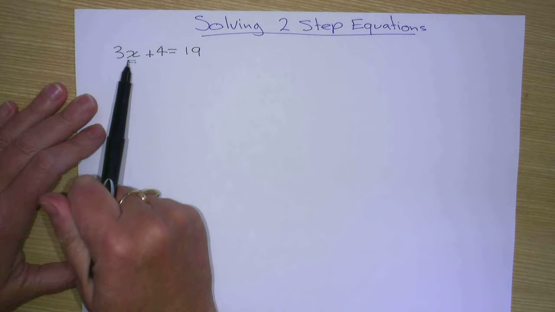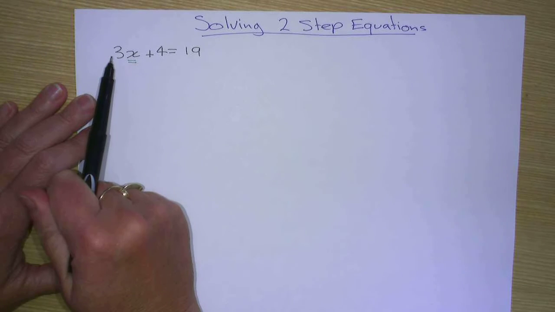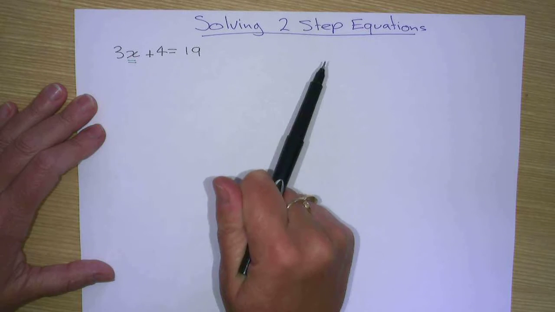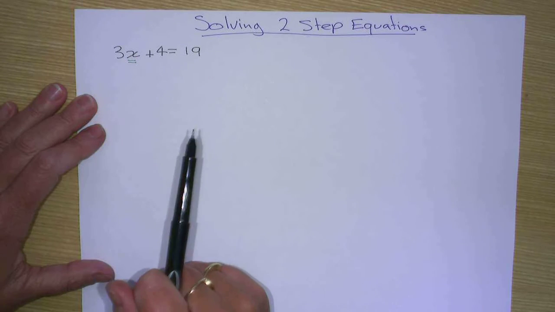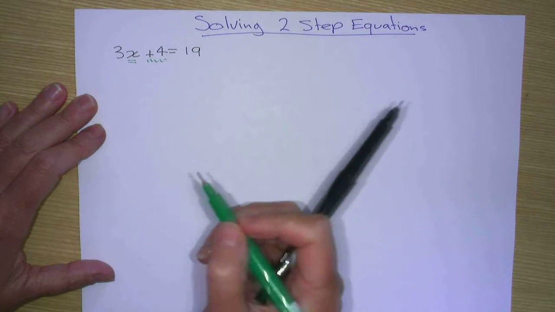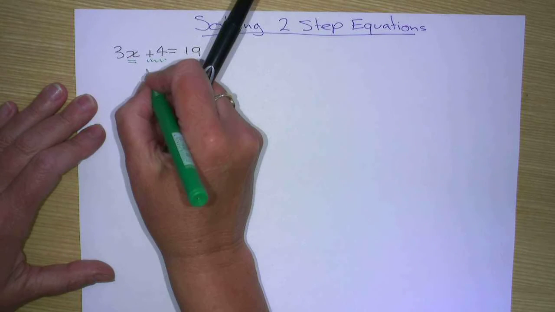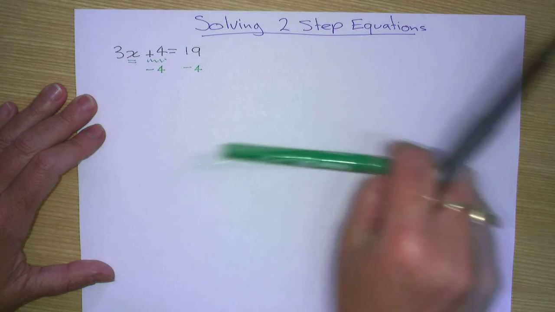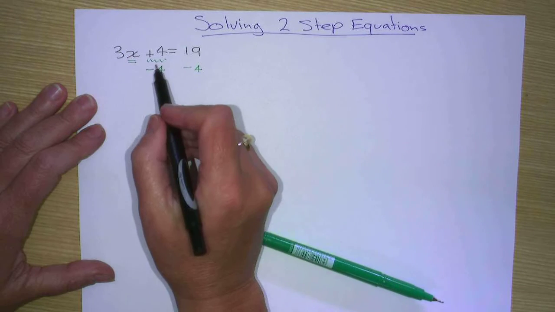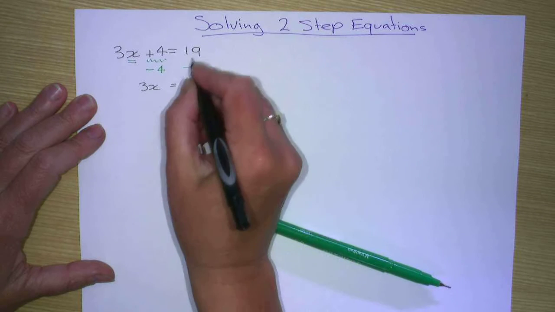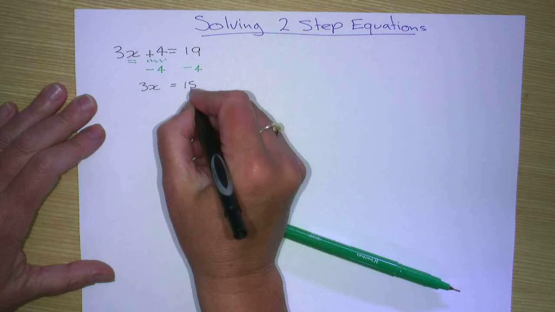If there was a number here and we were doing BODMAS, we would do our multiplication first and then our addition. Now when we're solving equations, we work in the reverse direction. So the first thing we need to get rid of here is our plus 4. We do the opposite to plus 4, which is minus 4. And what we do to one side, we do to the other side. So now 3x plus 4 minus 4 leaves us with 3x, and 19 minus 4 leaves us with 15.